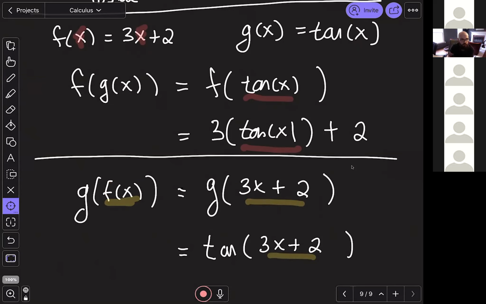Okay. All right, so what we can do is we actually want to think about this in the backwards order.